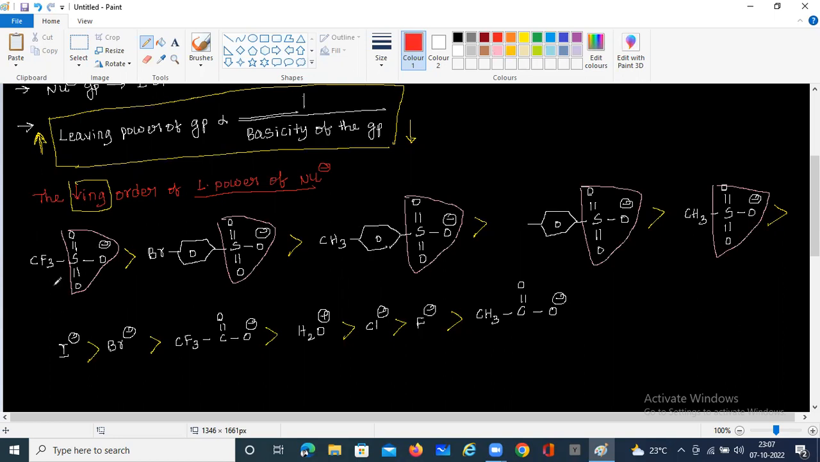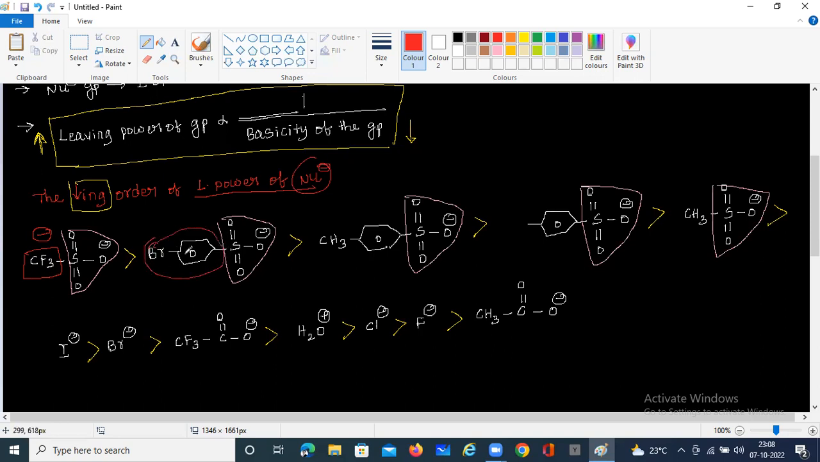Then the first one is trifluorocarbon, that means CF3, since fluorine has high electronegativity. With high electronegativity, the negative charge can act as a nucleophile. Its highest electronegativity value is 4, we know that. That's why CF3 is taken. The next one is bromine, the bromobenzene, like this.